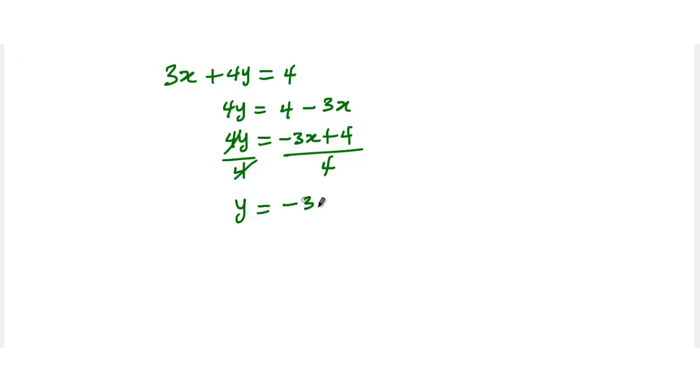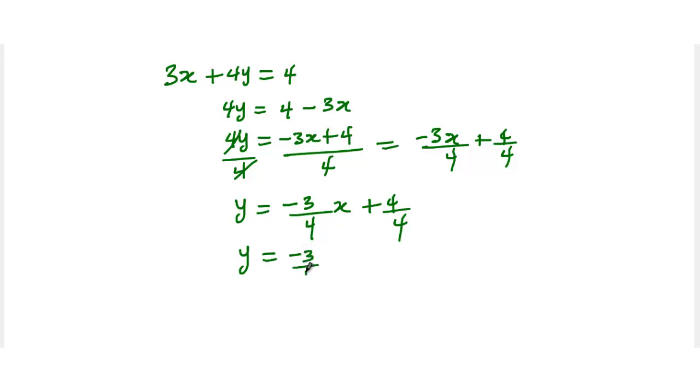minus 3 over 4 x, plus 4 over 4, basically. Because if we distribute the 4 to both sides, or if we find the LCM, we get this. What I'm trying to say is this is the same thing as saying minus 3x over 4 plus 4 over 4. So now y is minus 3 over 4 x, 4 cancels 4, then plus 1. So this is still equation 2, but expressed in slope-intercept form.